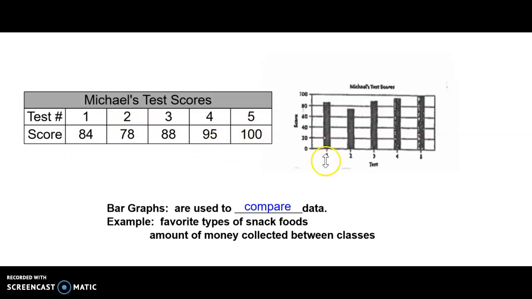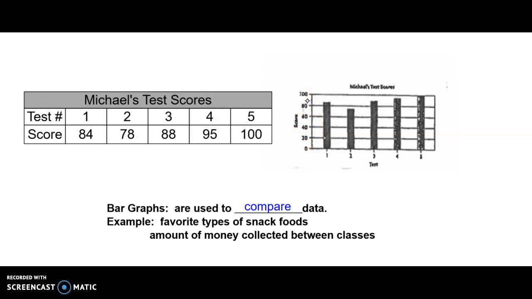Over here on the X axis, we have the 5 different tests labeled. We have our label that says these numbers represent tests. And then over here on the left, we have a scale from 0 to 100, our label of scores, and it's counting by 20. We talked about the vocab for all that yesterday.